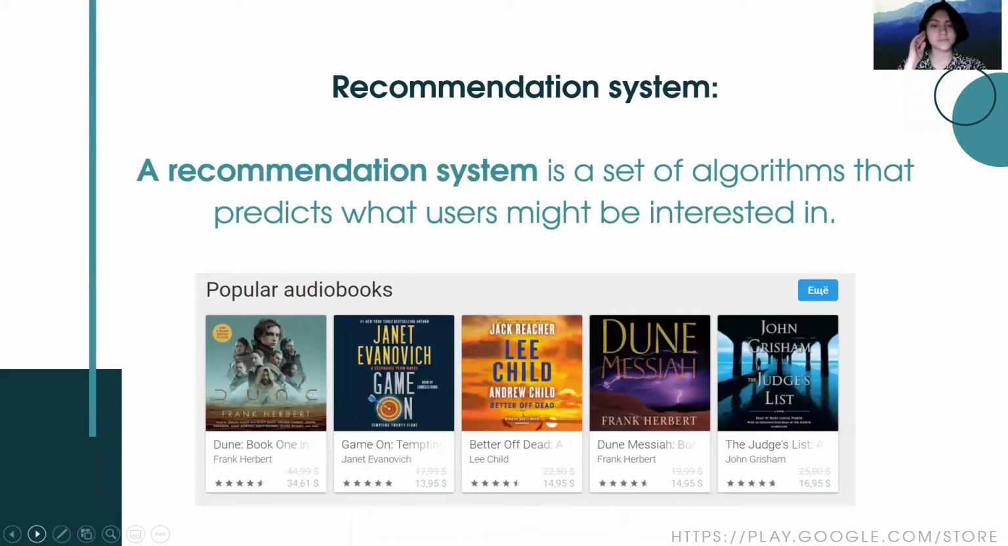Next slide. A recommendation system is a set of algorithms that predicts what users might be interested in. In the old days, the most popular products were recommended to everyone. As you can see on the slide, on some web pages like in Google Play, it exists up to this day. However, now users usually are recommended products that they will like with high probability. So how are those products chosen?